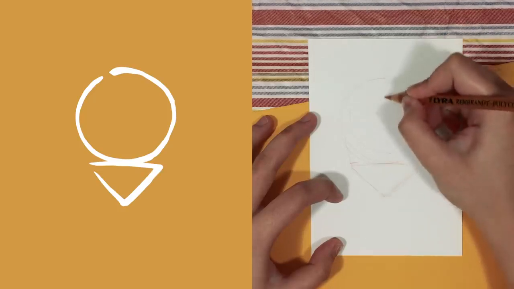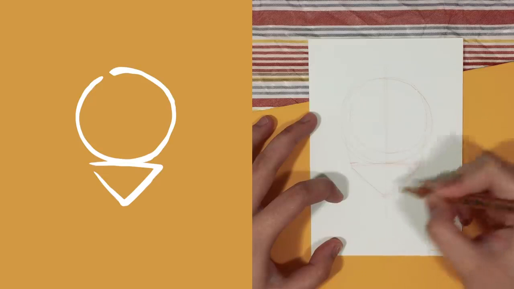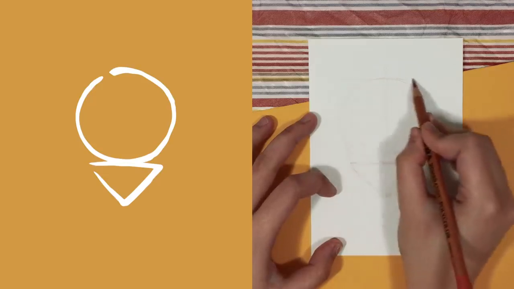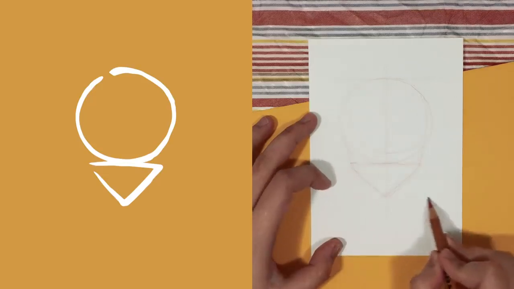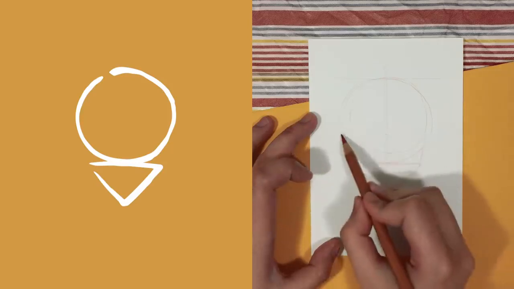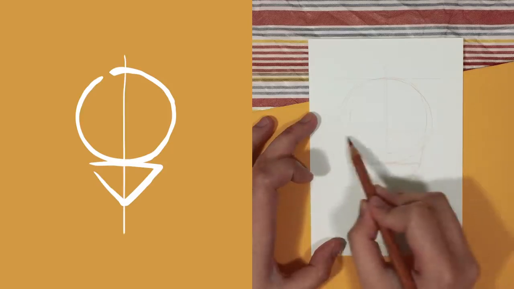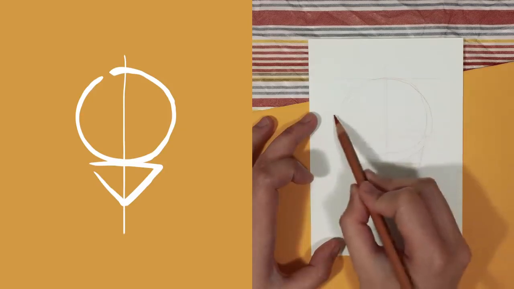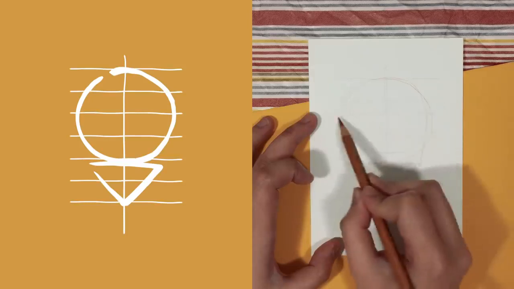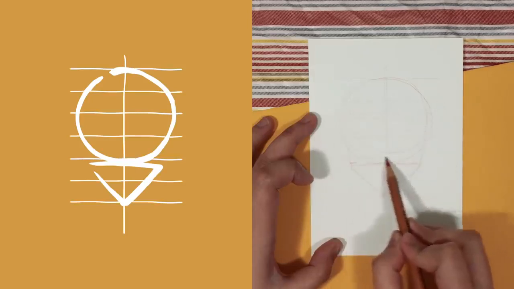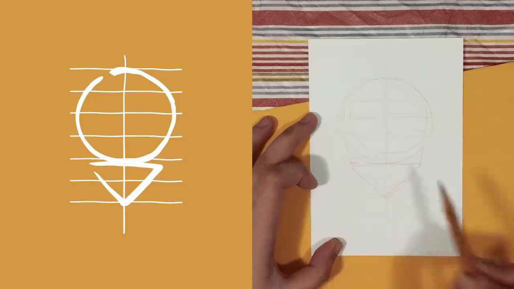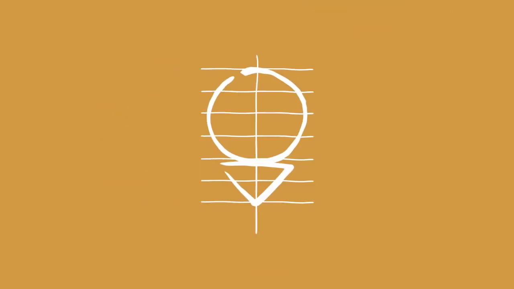Now that we have the basic head shape, let's add in the guidelines for the facial proportions, which is the ratio that I like to use. So let's start by dividing the head into 2 vertical sections and 6 horizontal sections, so that we end up with a total of 7 horizontal lines. And I've named each line as line 1, 2, 3, and so on, so that it's easier to explain.